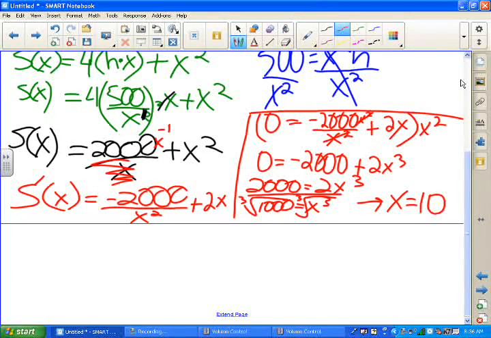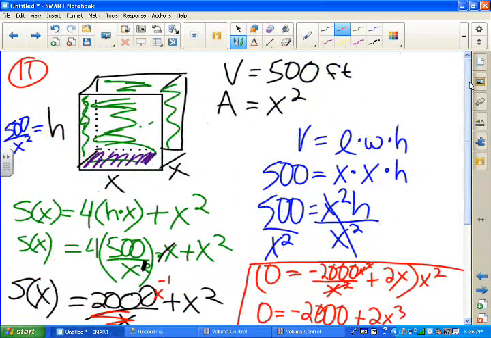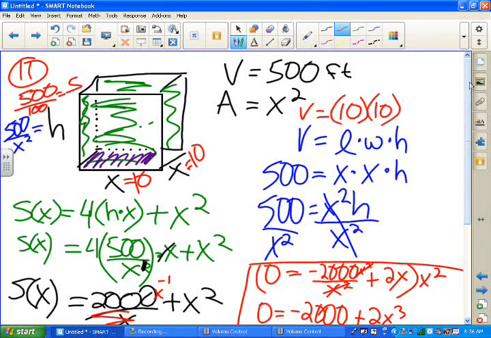Now we're almost done, but not quite. That just means that x equals 10, so we're going to have to plug this back in. So the base is 10 by 10, and the height would be 500 over 10 squared, which is 500 over 100, which gives me 5. So the dimensions of this box is 10 by 10 by 5.